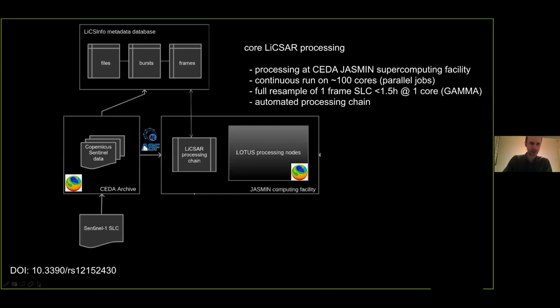We start from Sentinel-1 SLC data that are stored at CEDA archive. And we are actually using a specific system to describe those data in our metadata database, to process the data at the CEDA JASMIN supercomputing facility, where we constantly run on some 100 parallel jobs. And to process one image, it can take around 1.5 hours within our automated processing chain.